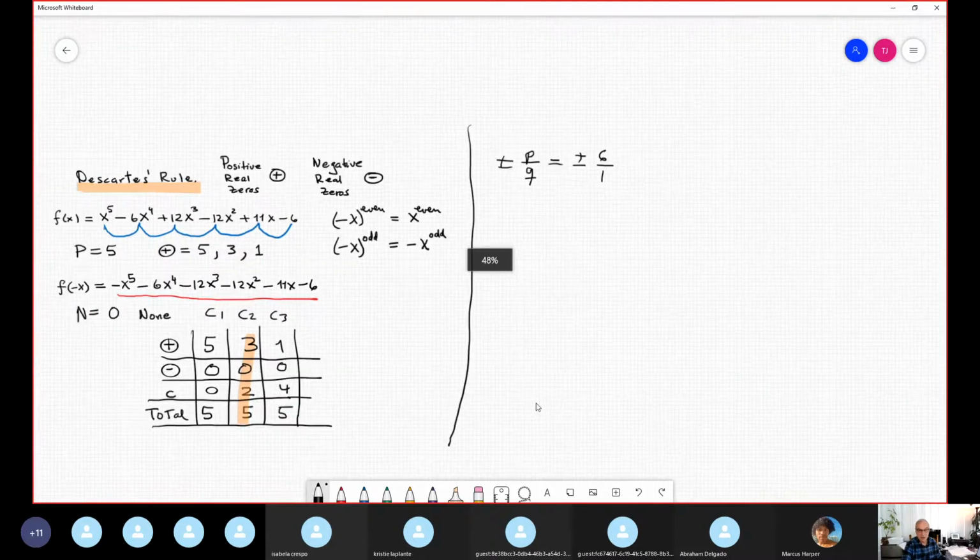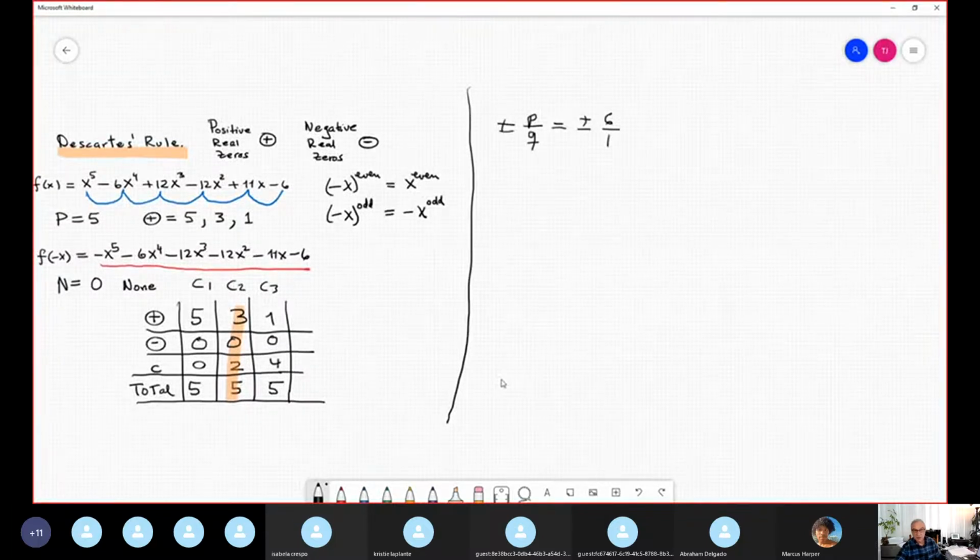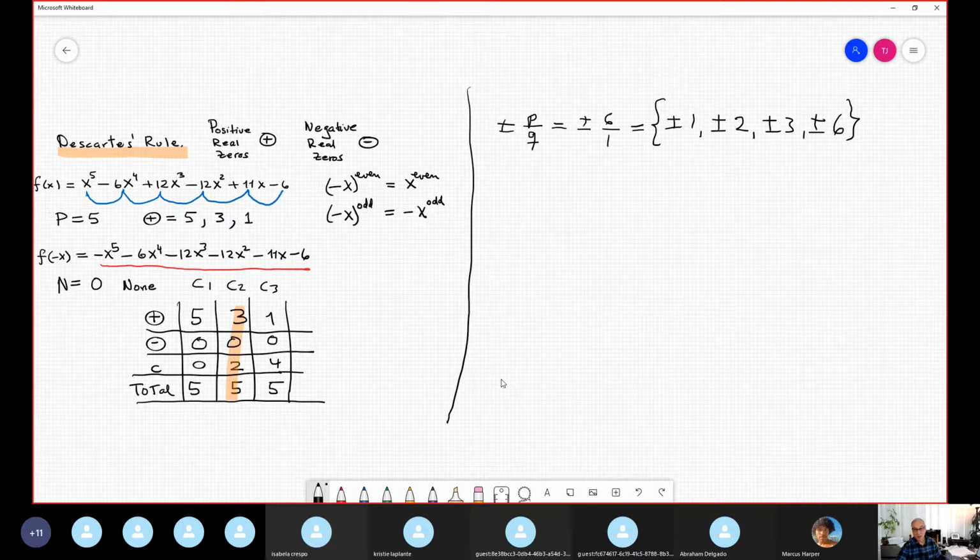Actually, the rational zeros of this are plus or minus 1, plus or minus 2, plus or minus 3, and plus or minus 6. This is the candidate to be a rational real zero. But we discover using the Descartes rule that maybe we have 3 positive, 2 complex, and never negative. So the negative is totally discarded. But okay, how you prove mathematically? Well, synthetic division. It's the only way we have.